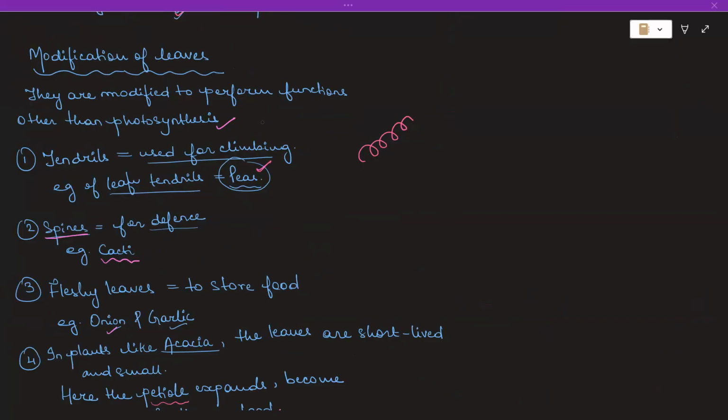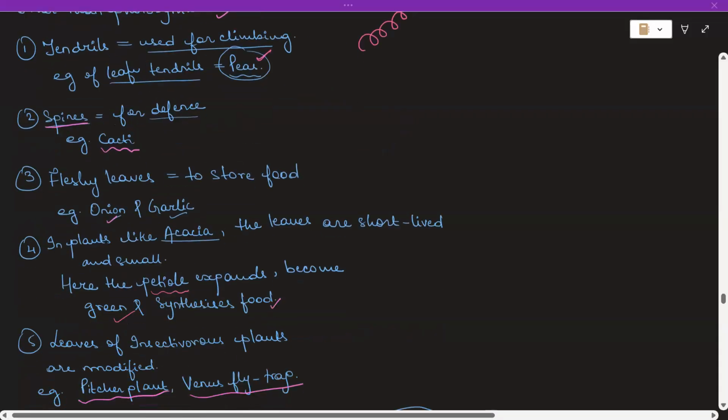So there are many times the leaf tendrils are there and they are used for the purpose of climbing. The example is the leaf tendrils of the peas. Then the leaf spines are also there. They are for defense. The example is the cactus. Then fleshy leaves. Fleshy leaves are there to store food for emergency situations such as the onion and the garlic.